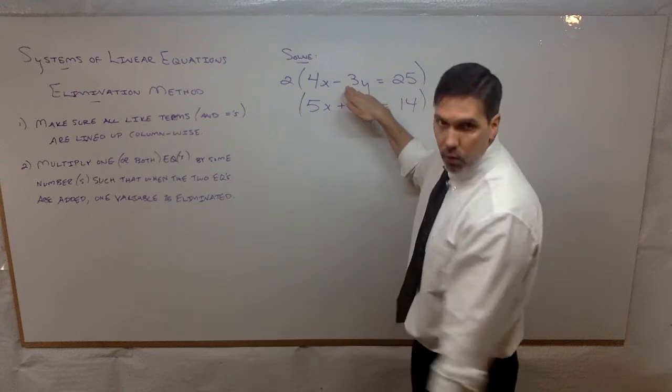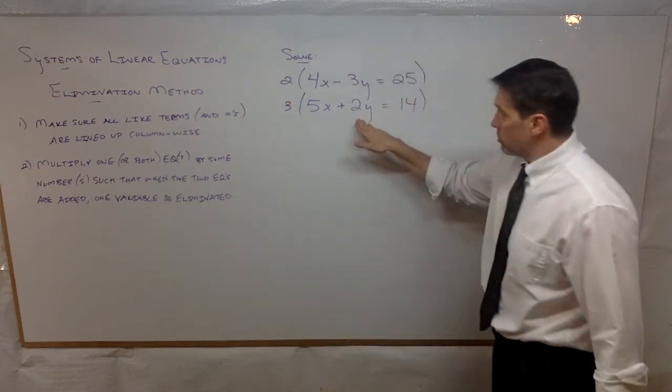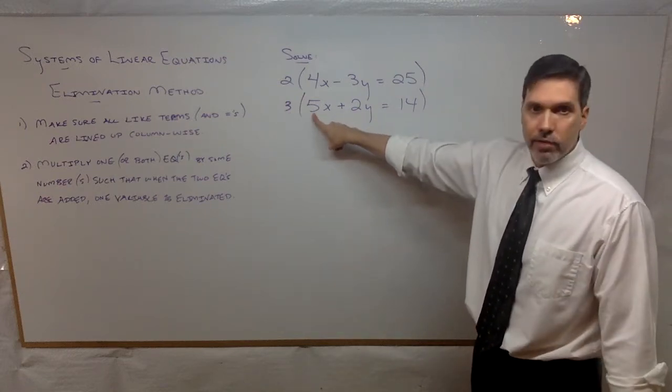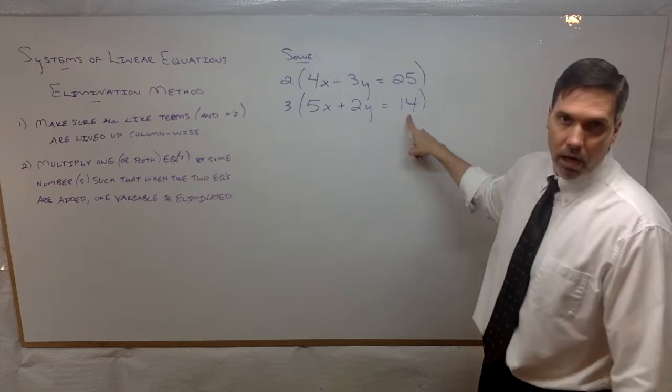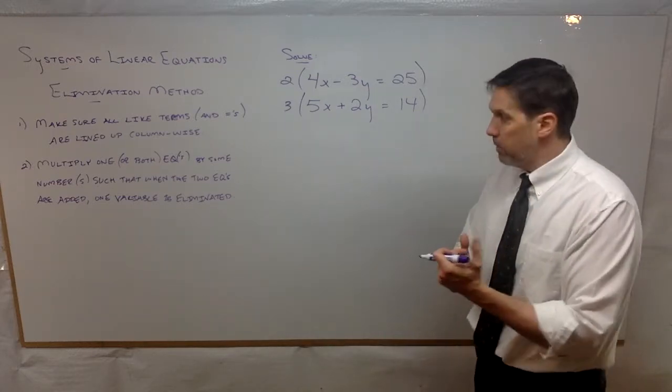I want the opposite of what I just created up here. So the opposite would be a positive 6y, so I need a 3 multiplied by 2. Yeah, it's going to make a 15x, so what? And yeah, it's going to cause it to be a 42, so what? I'm just worried about the y's being eliminated.